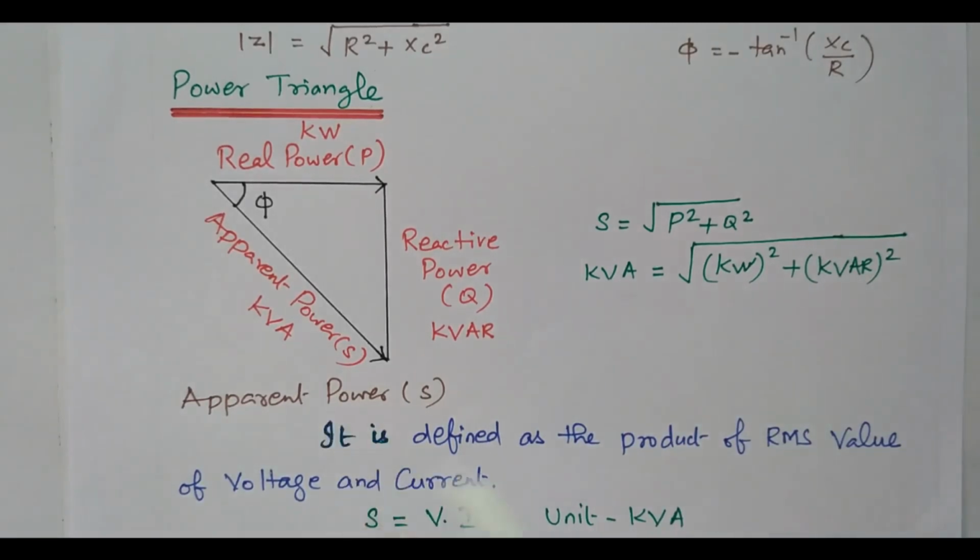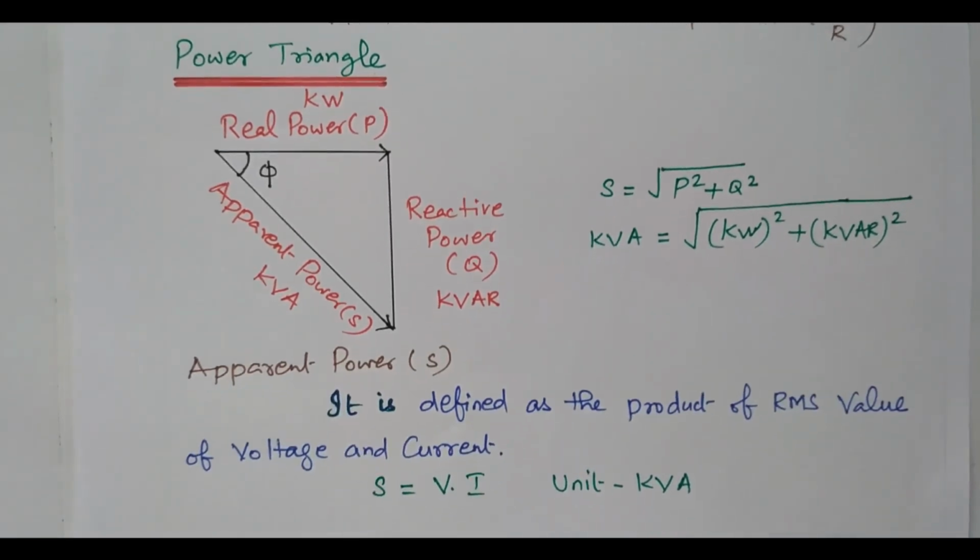Right? So the real power, reactive power and apparent power. Now we'll see the definitions. Apparent power is defined as the product of the RMS value of voltage and current. S equals V into I. The unit is kVA. Apparent power means RMS value of voltage and current.